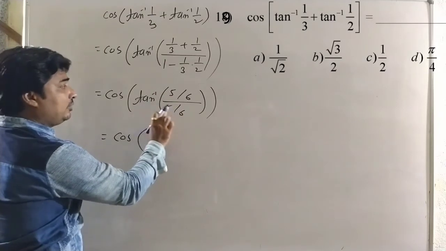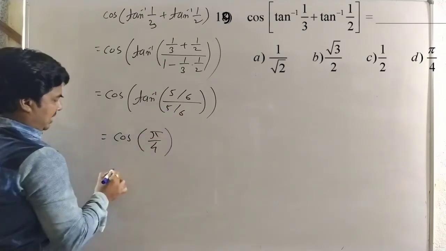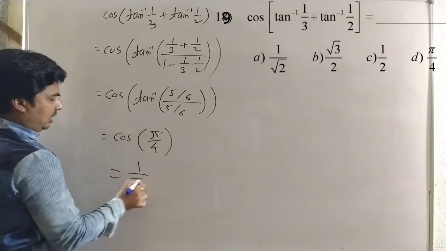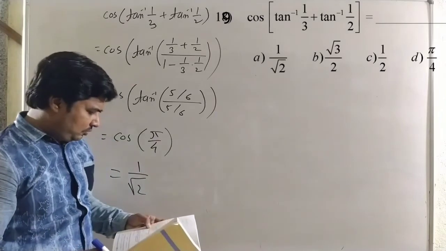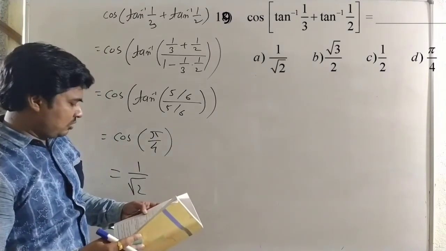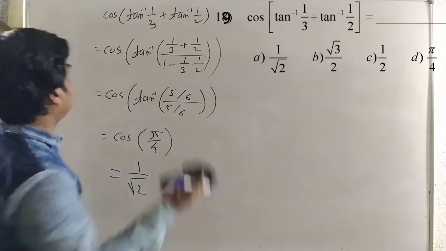Then it is cos of tan inverse of 1, as 5 by 6 gets cancelled. Tan inverse of 1 is pi by 4, and cos pi by 4 is 1 by root 2. See carefully, it is a simple calculation. Our answer is 1 by root 2, option B. See carefully this. Now next.